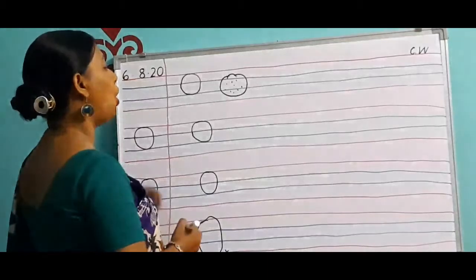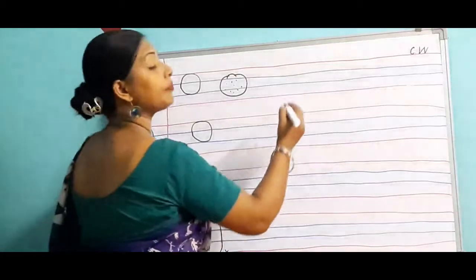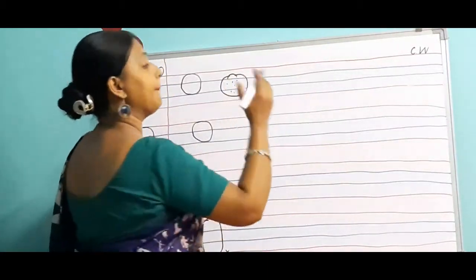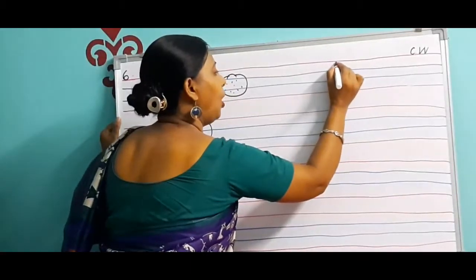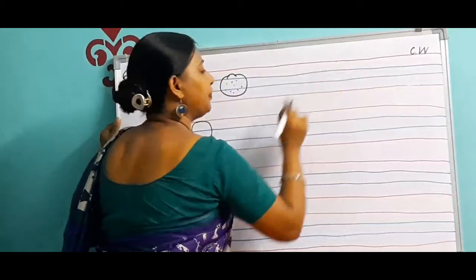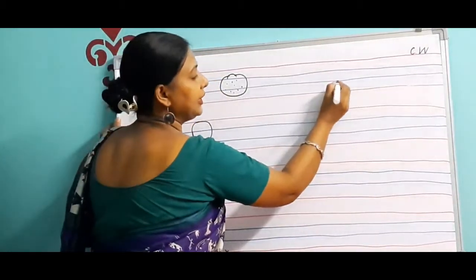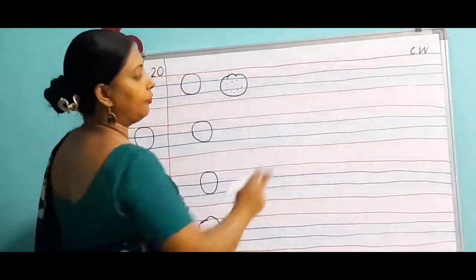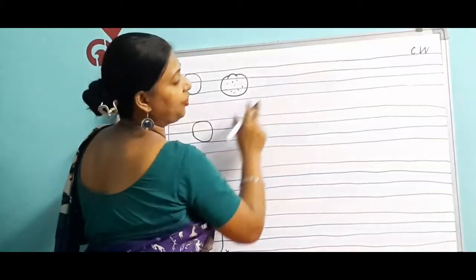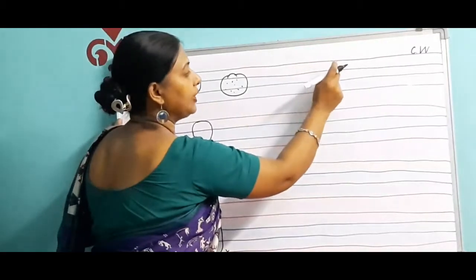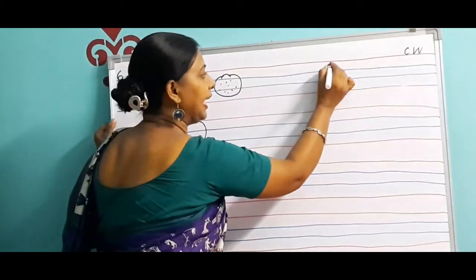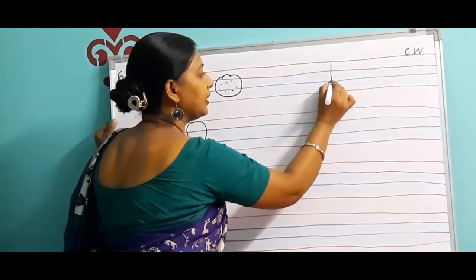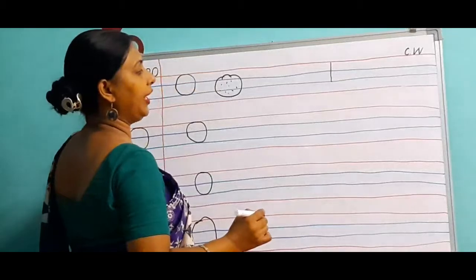Now after O comes P. Now how do you write P? P for parrot, P for postman. So from the first line till the third line, count 1, 2, 3. 3 lines are here. So from the first line till the third line, you will draw a standing line like this. Okay, just see. This is a standing line, okay?